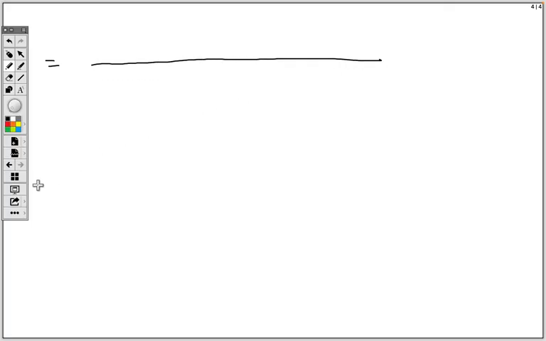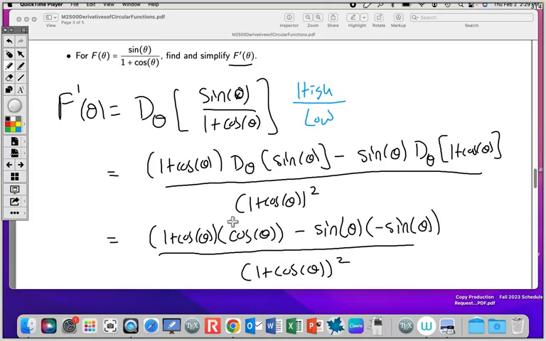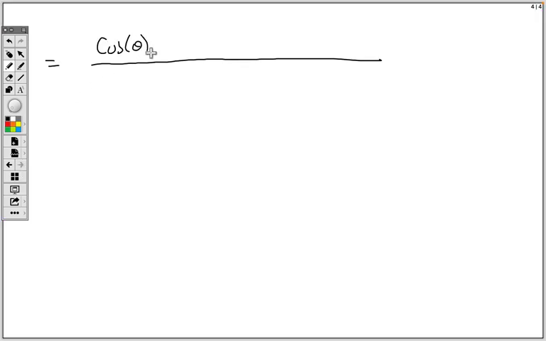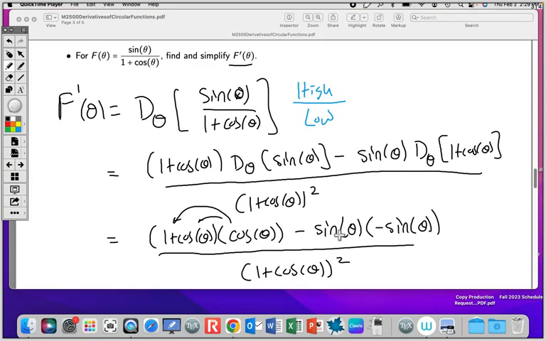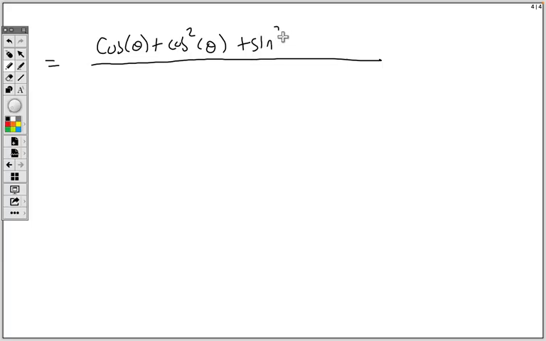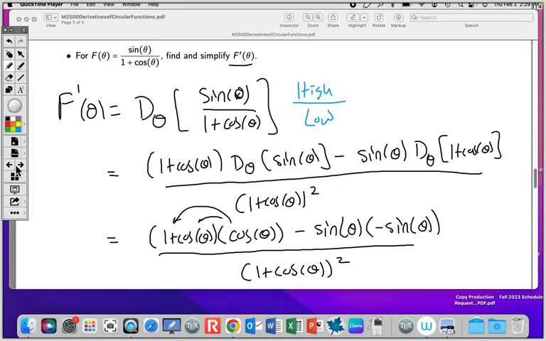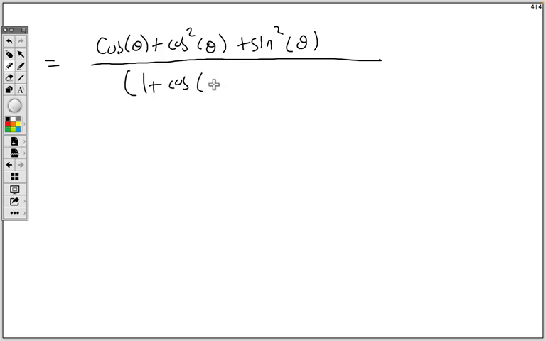So let's take a look at that numerator. We can distribute here to get cosine plus cosine squared theta. And now we have a minus sine of theta times minus sine of theta. That's a plus sine squared theta. And this is all divided by 1 plus the cosine of theta squared. And hopefully you recognize cosine squared plus sine squared. We've got some Pythagorean magic there. Cosine squared of an angle plus sine squared of the same angle gives you 1.